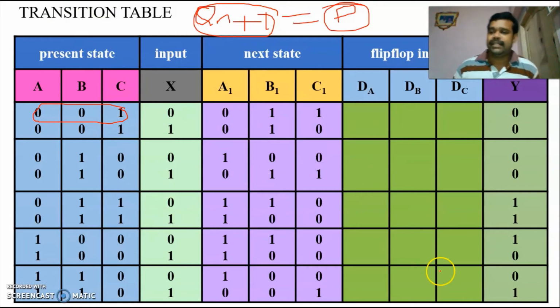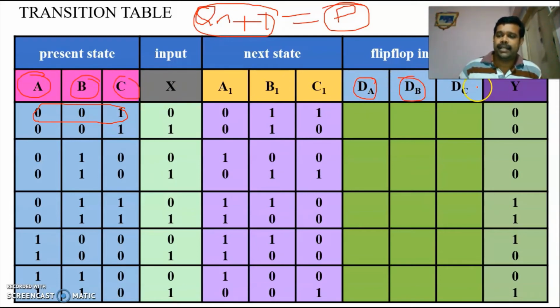So after completing this transition table, we have to find the number of flip-flops needed. For one variable, you need one flip-flop. So for B, DB, for C, DC.